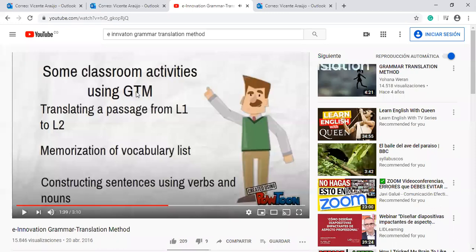Activities in the grammar translation method. First, translating a passage from language 1 to language 2 and vice versa. Memorization of a vocabulary list of words. Constructing sentences using verbs and nouns.